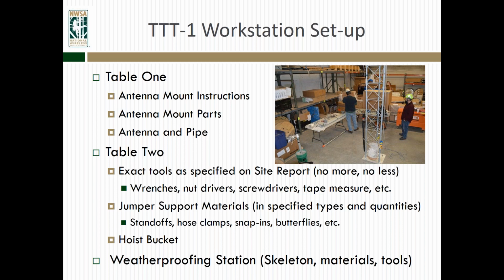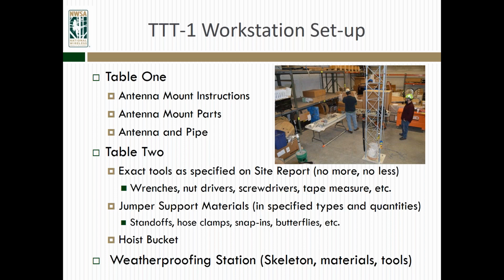On table 1, you're going to have the antenna mount instructions. Again, the PE will bring those. That's a confidential document. You'll have all the antenna mount parts for them to choose. No matter what type of tower you're putting the antenna mount on, you want to put all the parts out so that they have to select the right part. And then you'll also put the antenna and the pipe either on or next to that table. It's nice for them to have enough room on that table to actually put the antenna on the table to work on instead of having to be on the ground.